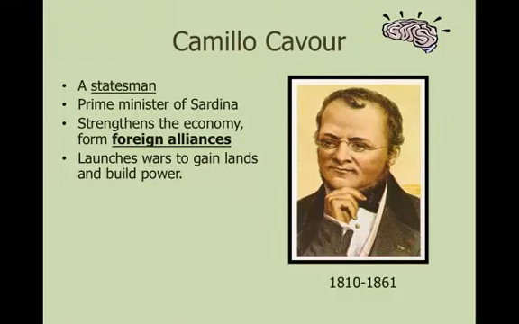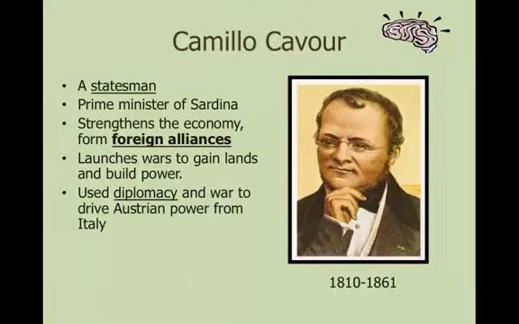So he was able, through some of these foreign alliances, to launch wars to gain lands, especially in the north. We're talking about Lombardy and Venice. And he did that by, I think it was an alliance with the French. And through that, they were able to expel the Austrians from northern Italy. So his tools were diplomacy and making these foreign alliances to drive the Austrians from power in northern Italy.